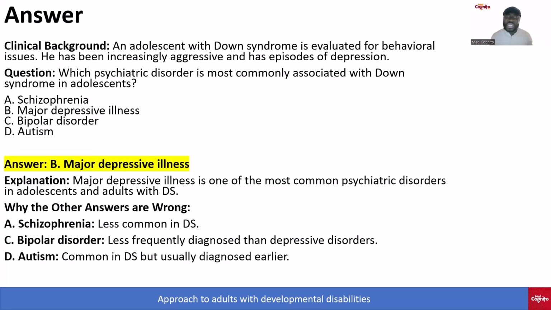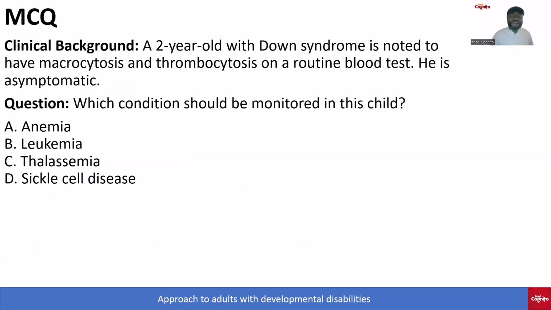So, major depressive illness is one of the most common psychiatric disorders in adolescents and adults with Down syndrome. Now, is schizophrenia very common in Down syndrome? It is less common. Bipolar is less frequently diagnosed. Autism is common, but it is common in children. When it gets to the adult spectrum, the most common psychiatric condition is depression and major depressive illness. Okay, so let's go on to the next one.